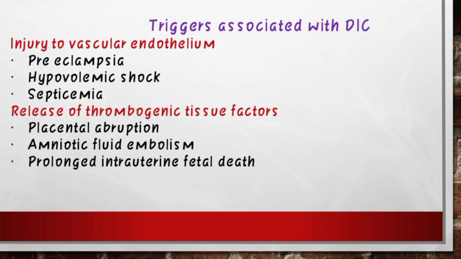So what are the triggers associated with DIC? There are many triggers, but in pregnancy, these are the triggers. They include injury to the vascular endothelium due to preeclampsia, hypovolemic shock or septicemia, and the release of thrombogenic tissue factors. Thrombogenic means those factors that can cause the genesis of a thrombus. That can occur in placental abruption, amniotic fluid embolism, and prolonged intrauterine fetal death. In all these conditions, it can trigger the inappropriate activation of the coagulation cascade.